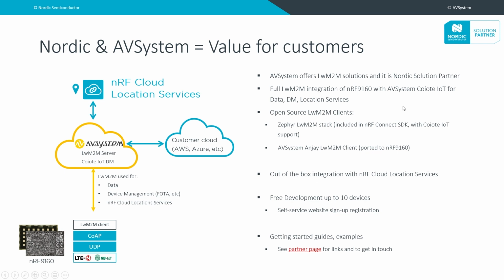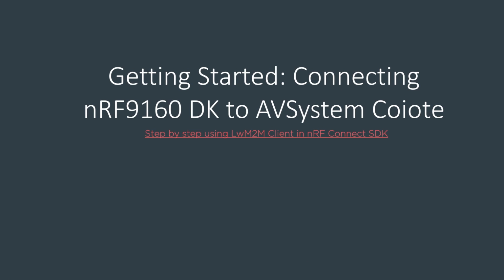The great thing is AVSystem is a solution partner, and they offer great LwM2M solutions as well as device management. And there is full integration of the nRF9160 with AVSystem Coiote for data, device management, and location services. On the client side, you can either use the Zephyr stack, which is included in nRF Connect SDK and has Coiote IoT support, but you can also use the AVSystem Anjay client, which has been ported to the nRF9160. We have out-of-the-box integration with nRF Cloud location services and free development up to 10 devices. More information is on the partner page website for getting started and examples. So that's it for me. Now I'll hand it over to Seppo for the demo.